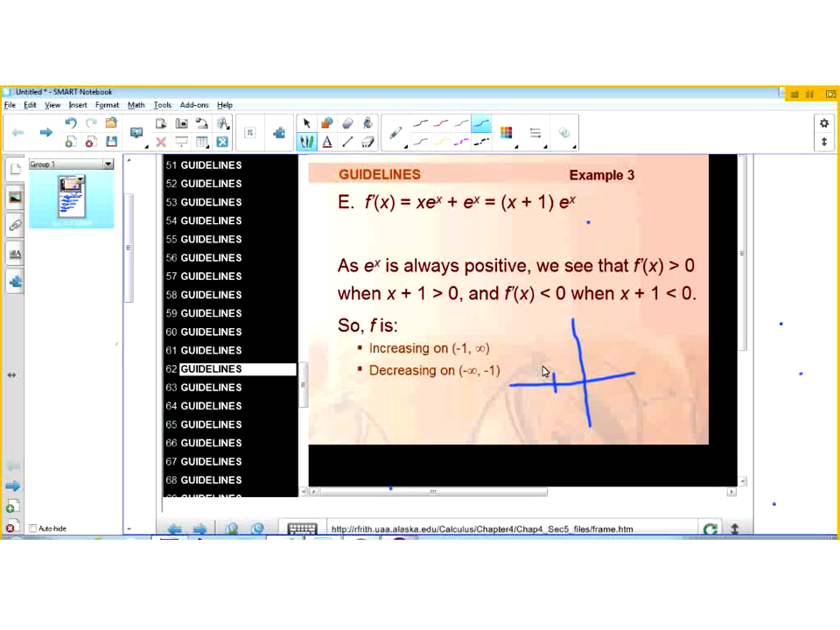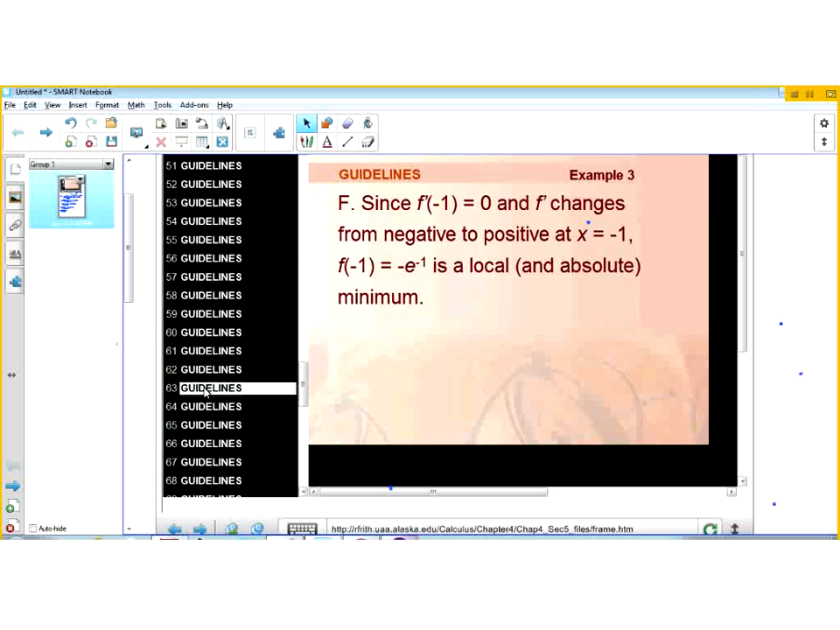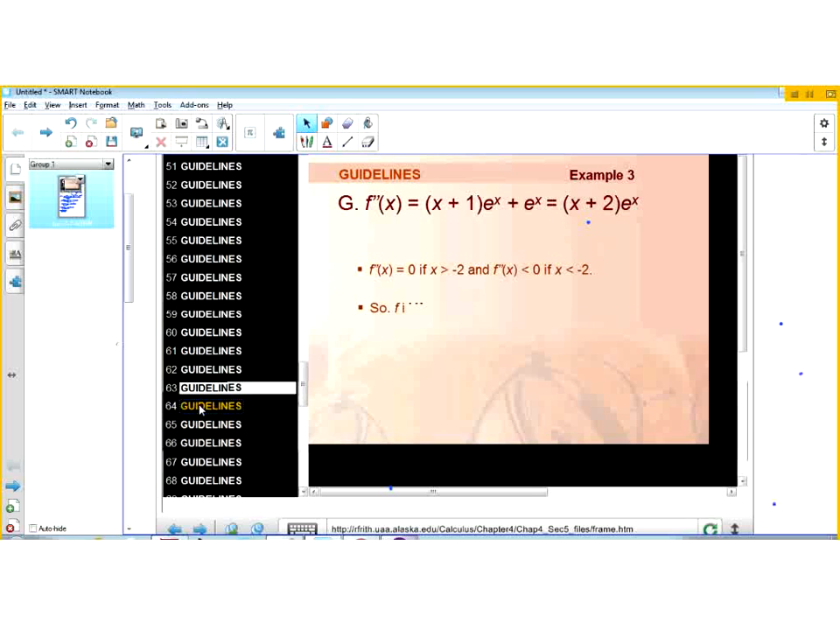At x = -1, with output -1 over e, we have to have a local minimum. Same thing, right? It has to go like that, something like that. It would have to have that kind of action. Pushing forward, x equals -1 is the abscissa of the local minimum. So there's your local minimum calculations.